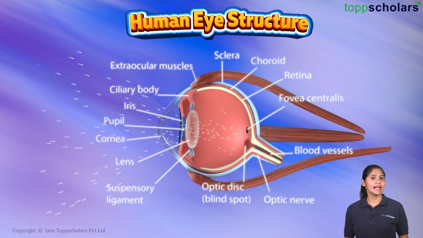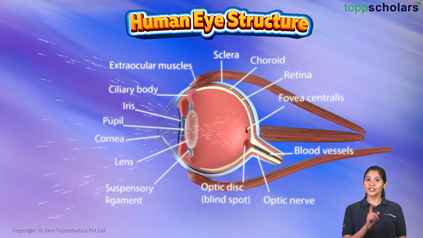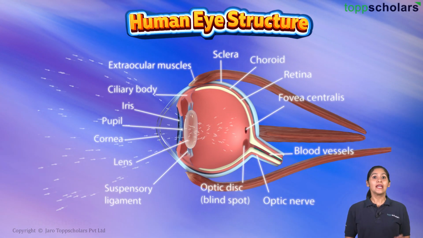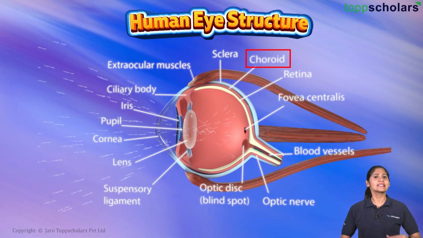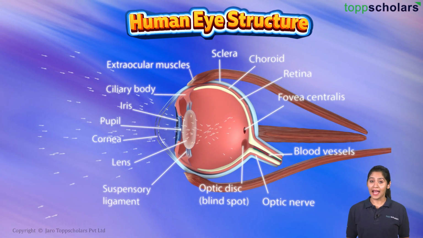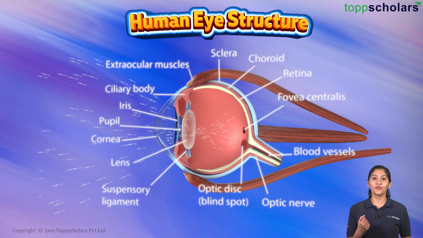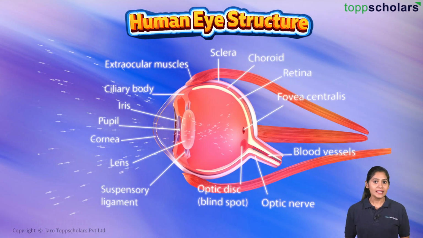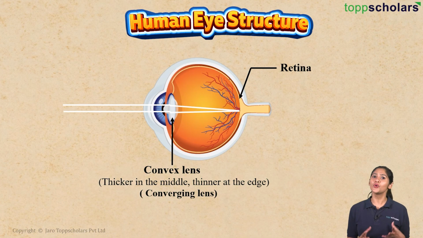Now on the back side you can see this layer which is below the sclera. This is called the choroid. It is a highly vascular layer, meaning it has a blood supply, thus it provides nutrition. Below this we have the retina, which you already know is the site where the image is formed.